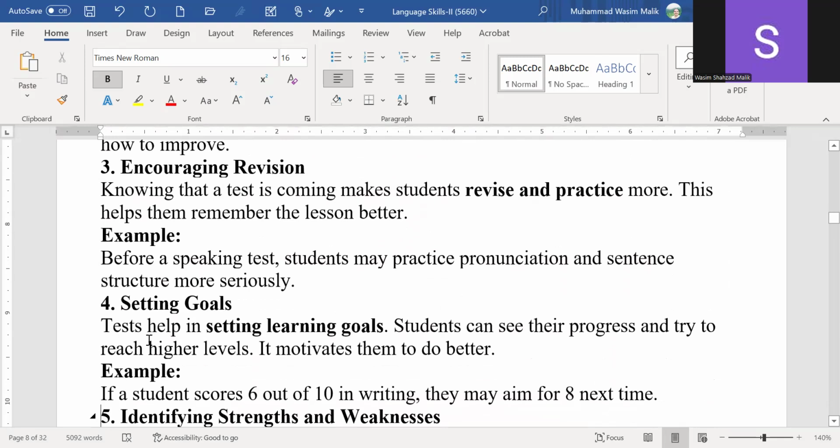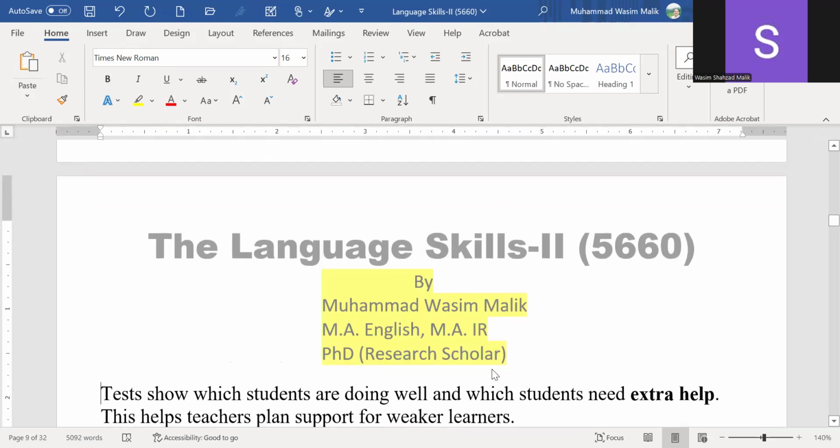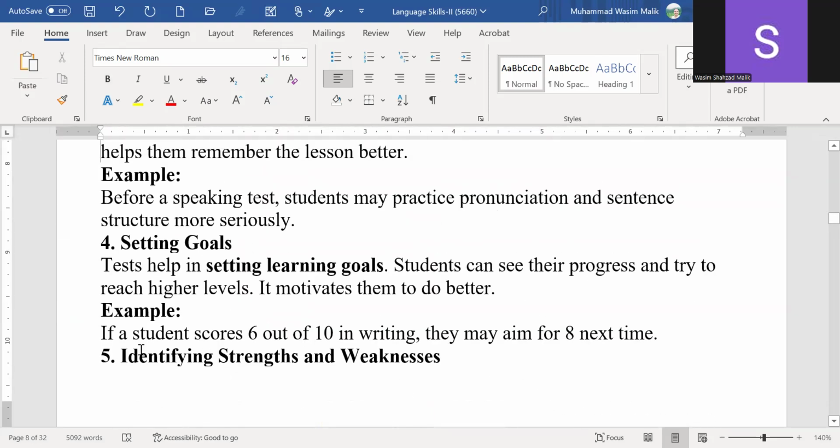Setting goals. Tests help in setting clear goals. Students can see their progress and try to reach higher levels. It motivates them to do better. For example, if a student scores 6 out of 10 in writing, they may aim for 8 next time.